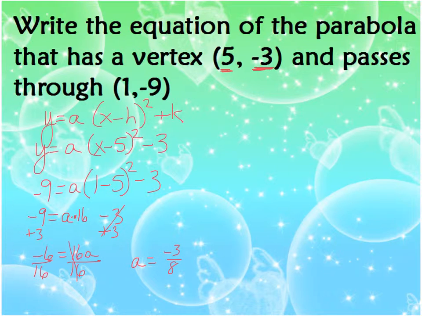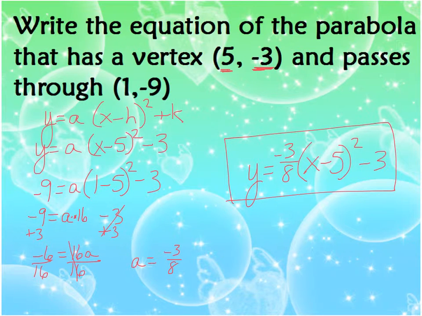Okay, so let's write our equation. Our equation will be y equals, and then you have negative 3/8 is your a value. And then you have your x minus 5 squared, and then your minus 3. And that is the equation of the line that has this particular vertex, but will still go through that point 1, negative 9.